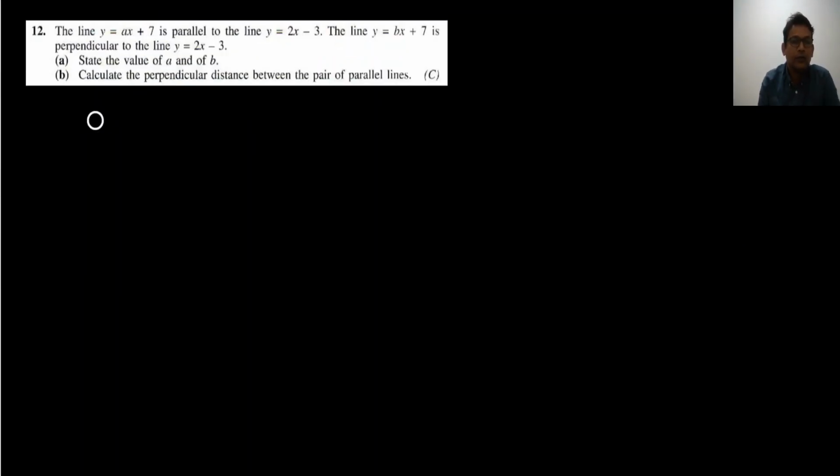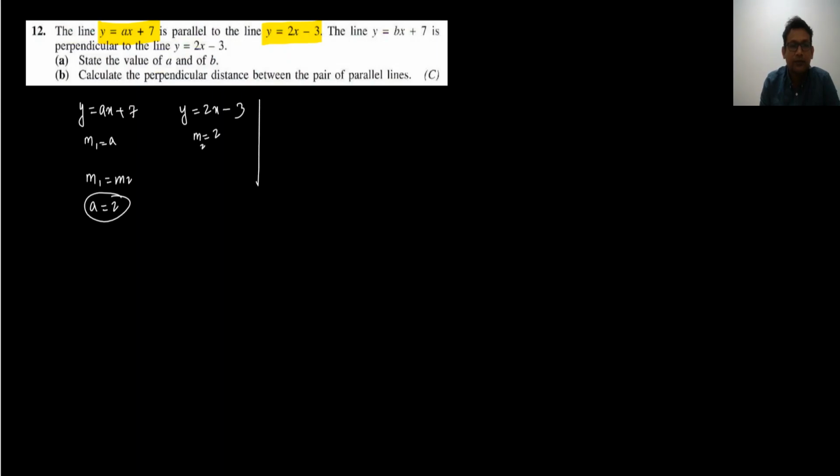In question number 12, we see this line is parallel to this line, so it means the gradient will be the same. I can write y equals ax plus 7 and y equals 2x minus 3. The gradient is 2, which is m2, and m1 is a, and the lines are parallel, so the gradients will be the same. m1 equals m2. So the value of a is 2, first of all.